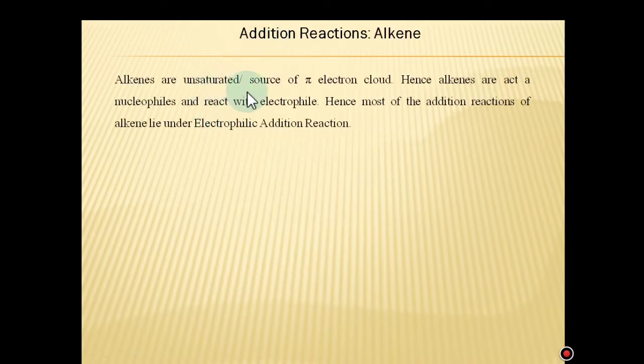Alkenes are unsaturated and these are the source of pi electron cloud. Hence, alkenes act as nucleophiles and react with the electrophile. Hence, most of the addition reactions of alkenes lie under electrophilic addition reaction.